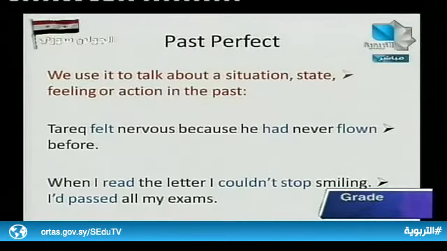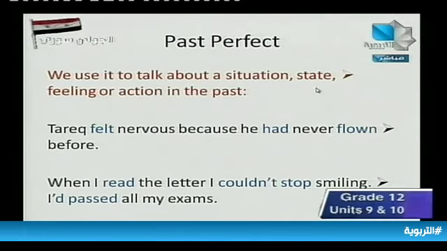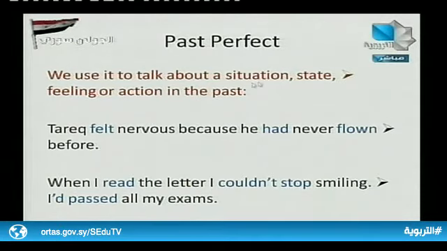Now, let's go on. You were talking about the past perfect, Mr. Mazin. We use the past perfect to talk about a situation, a state, a feeling or an action in the past. A state means a condition. For example, Tariq felt nervous because he had never flown before. Why did he feel nervous? Because he had never flown before. He didn't experience this before. It was the first time Tariq traveled by plane. So it was the first experience. That's why he was nervous.